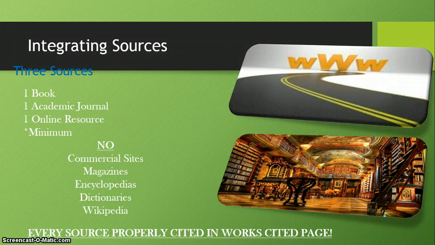Wikipedia is a great source to start off with. You can scroll down to the bottom, you'll see notes, you'll see sources, you can jump around the internet and see what works for you. That's great, but you should not be using Wikipedia as a source. I don't want to see any of these things on your works cited page. And of course, every source must be properly cited in MLA format on a works cited page.